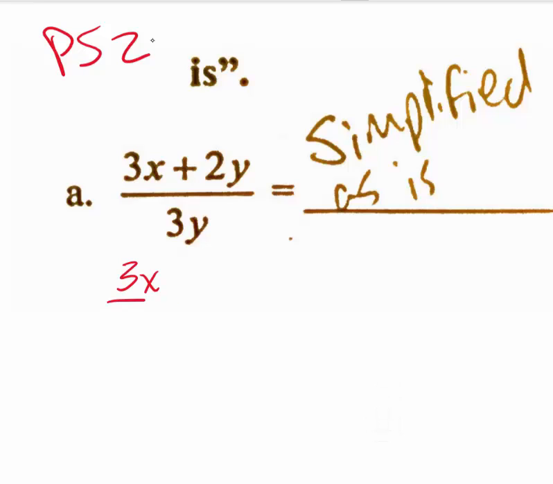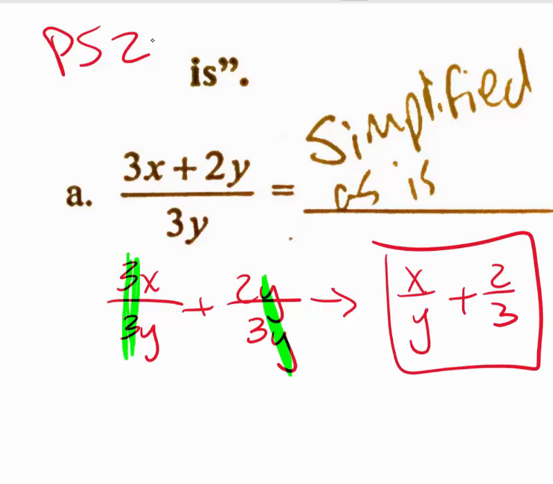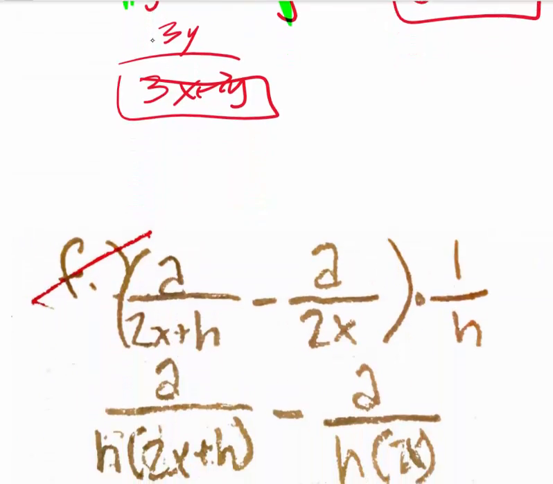You can separate these: 3x over 3y plus 2y over 3y. Once you have that, you'll notice these 3's are going to cancel out, as are these y's. You'll simply be left with x over y plus 2 over 3. That's the simplified form. However, if the numerator were on the bottom, in your denominator, say 3x plus 2y, then you couldn't simplify any further, because you have to have both terms in the numerator and the denominator to be able to simplify.